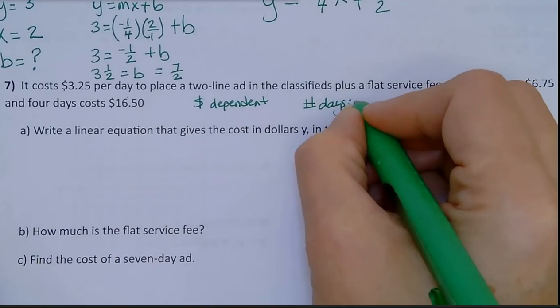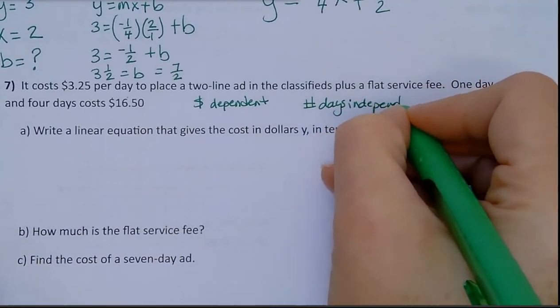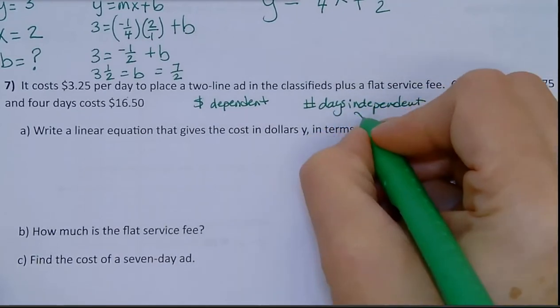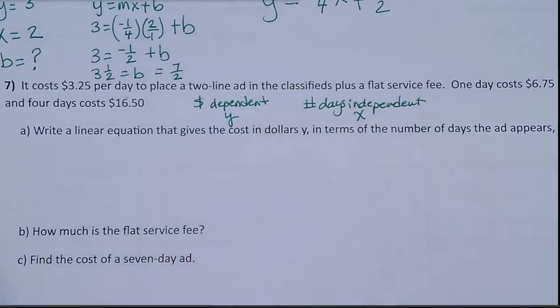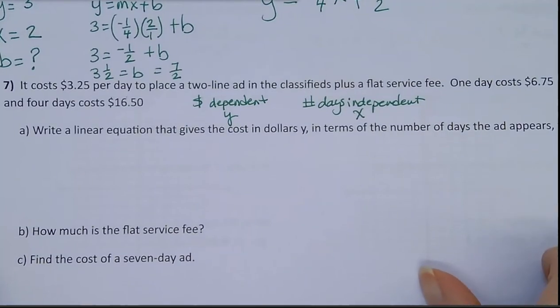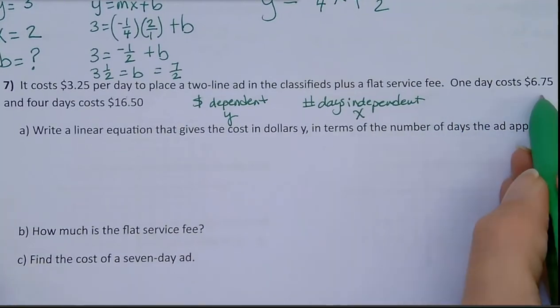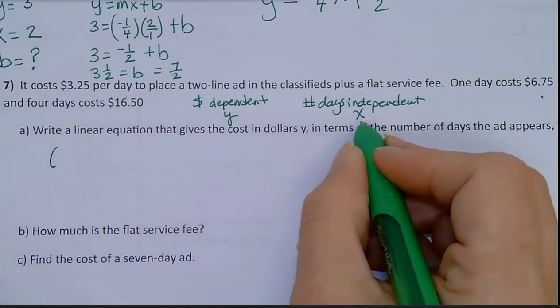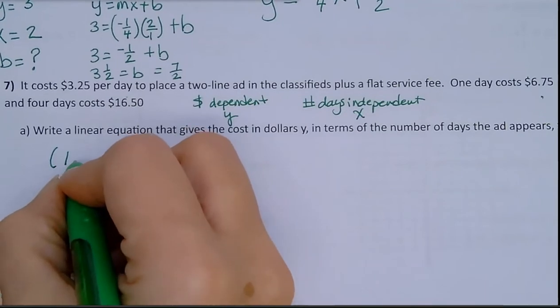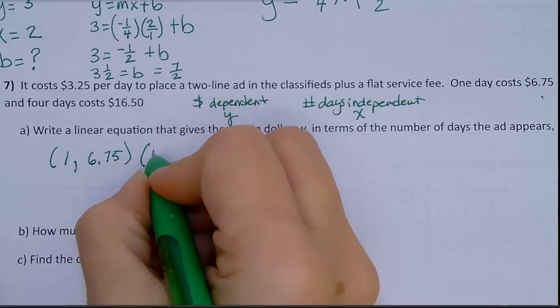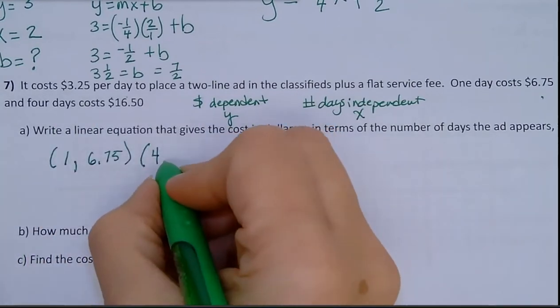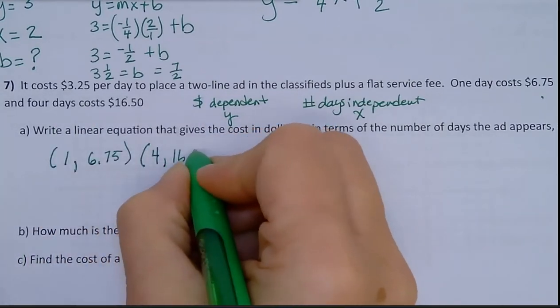Days is independent. And I'm using that because I know that independent variable is my x variable and the dependent variable is my y variable. I'm doing that so that when I put ordered pairs down, I can make sense of the information I've been given. All right, 1 day costs $6.75. So independent variable is number of days. So 1 day costs $6.75. The other amount of time is 4 days, and that costs $16.50.